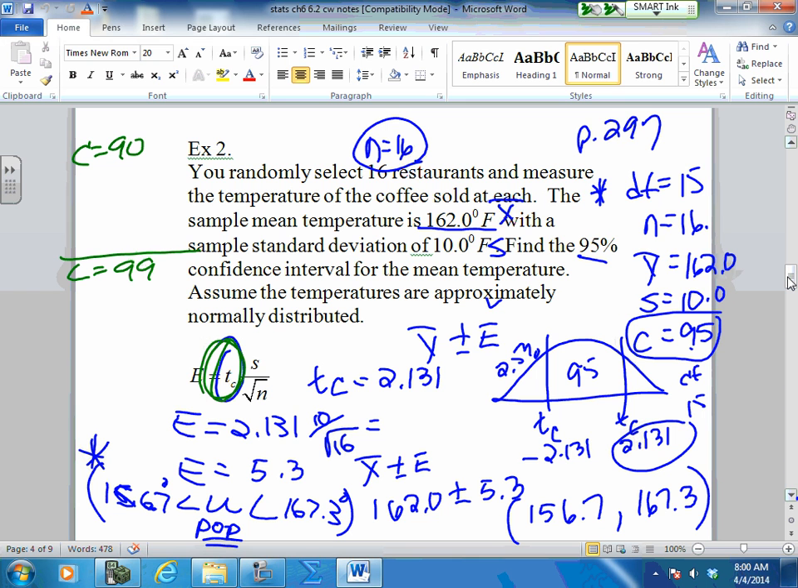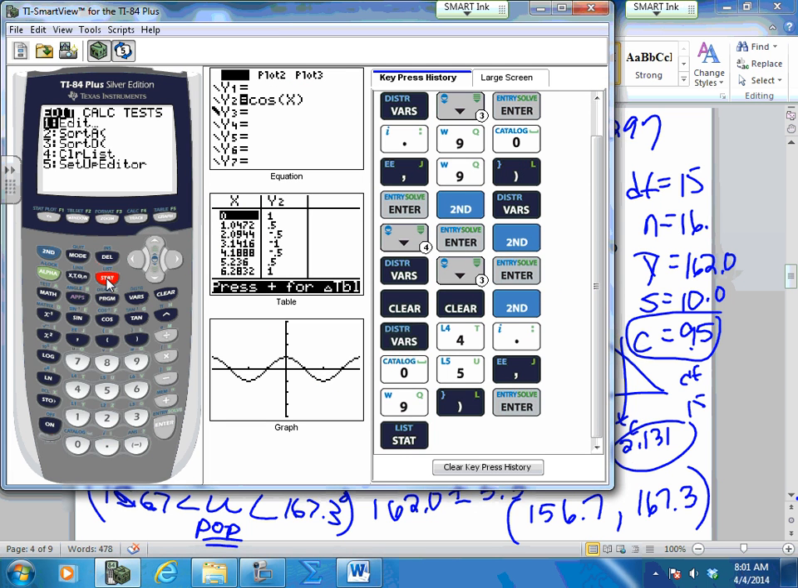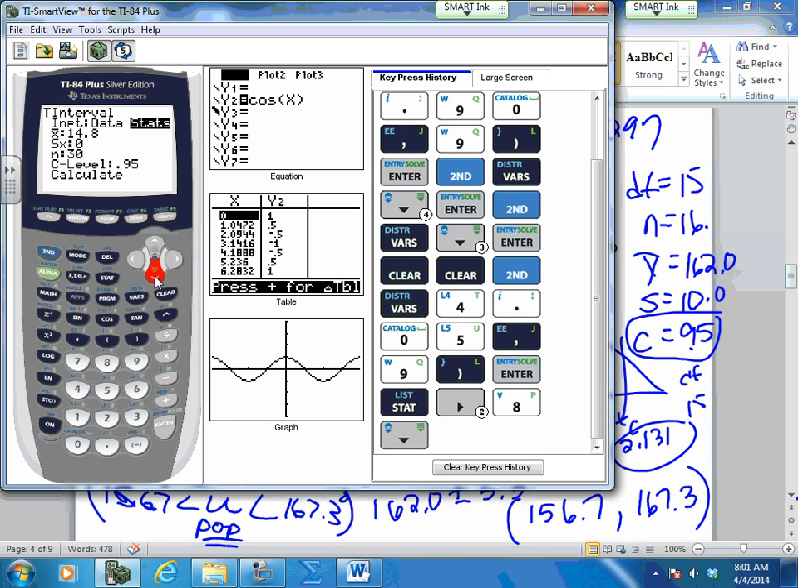Now, if you put this on your calculator, it's in stats, test, and come down, see where you see Z interval? Right underneath this is T interval. So I want T interval. I've got an interval, and I'm using my T-score. So mean and stuff is going to do the same. Everything is going to stay the same.